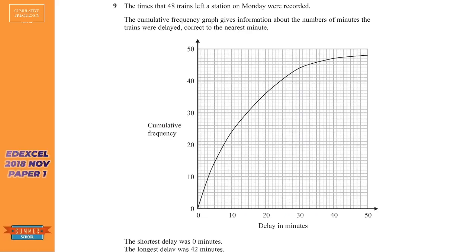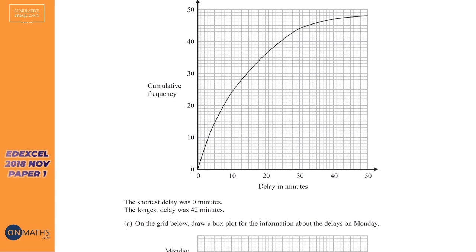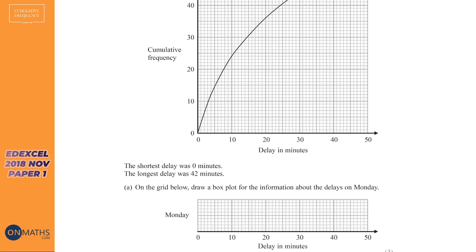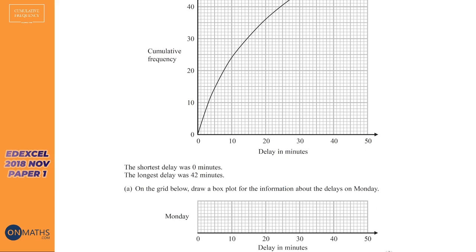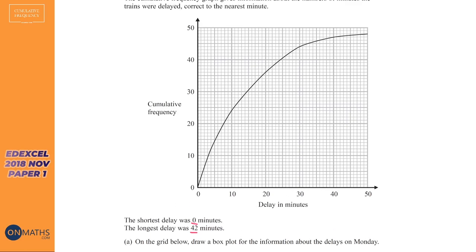Last up is our Edexcel question. This is quite a lengthy question. So for this question, we need to, first of all, get information from a cumulative frequency graph, and then we need to use that information to draw a box plot. Now you need 5 things to draw a box plot. You need the smallest amount, the lower quartile, median, upper quartile, and then our largest amount. Thankfully, we're given the smallest and largest amounts, but we still need to find the quartiles and the median.